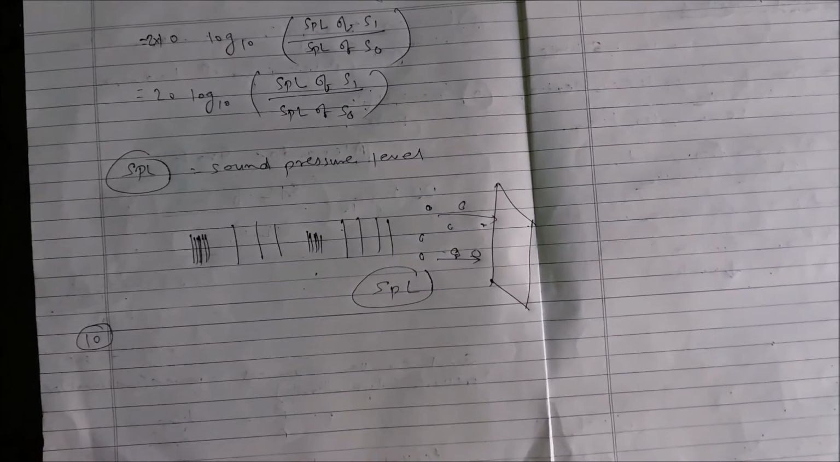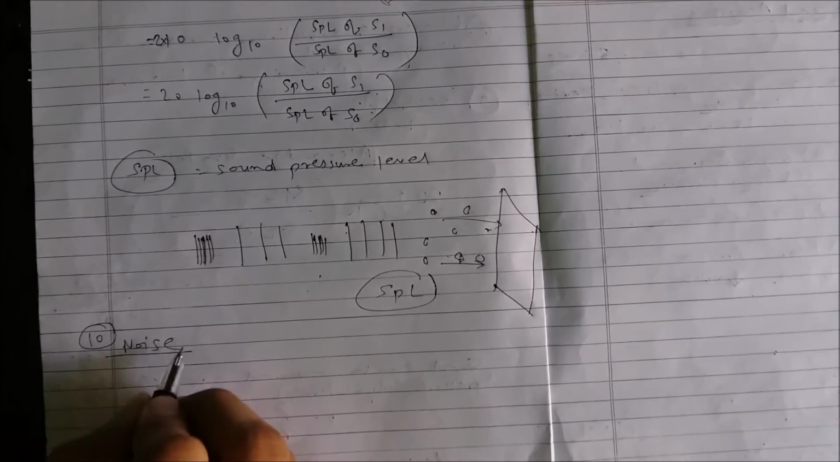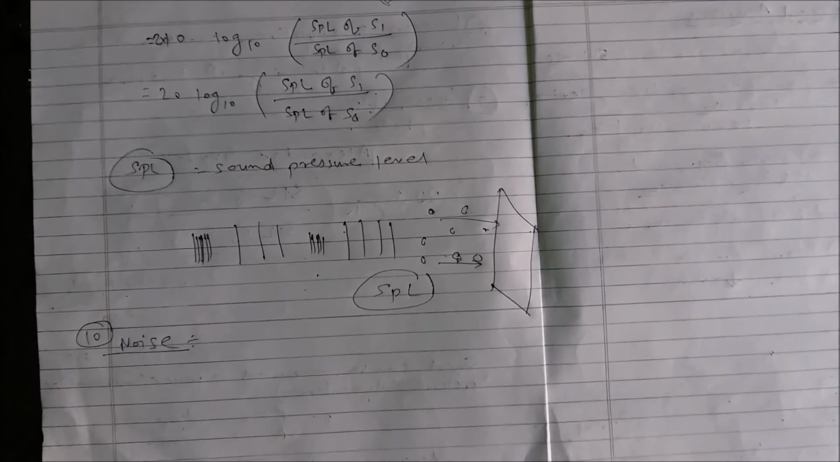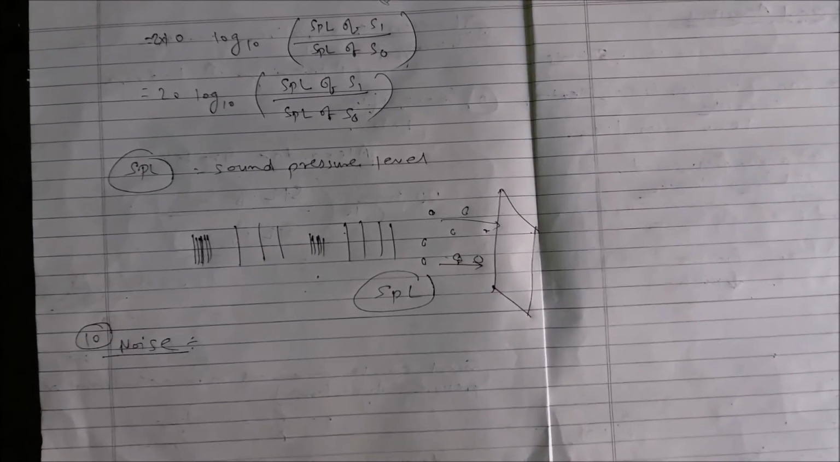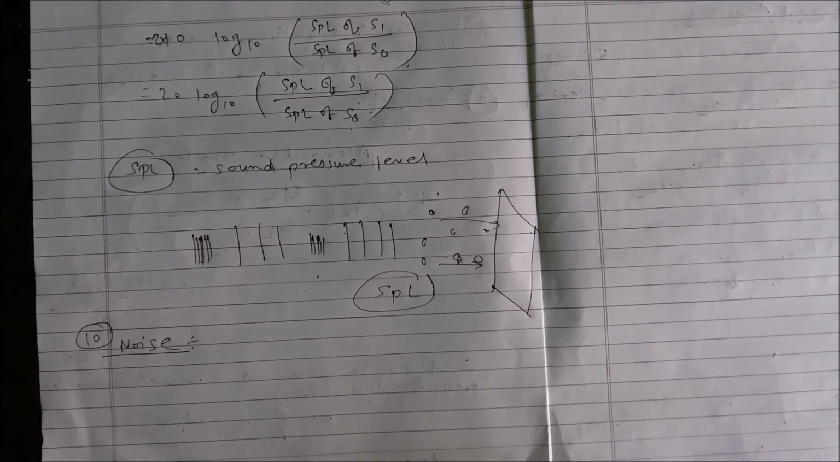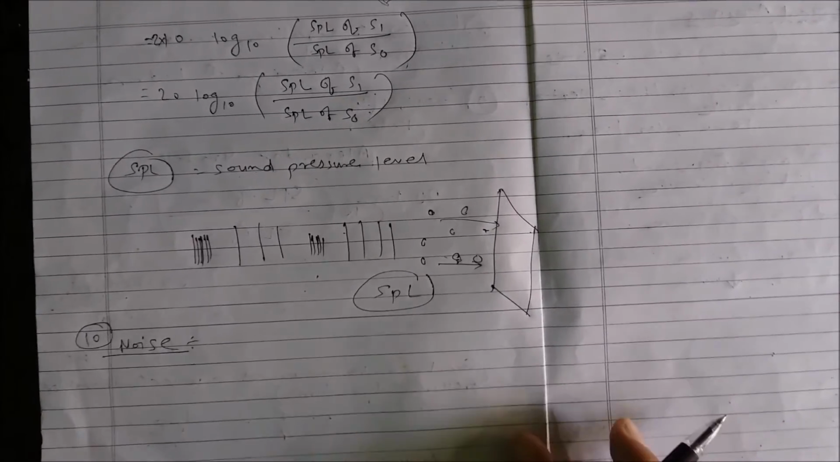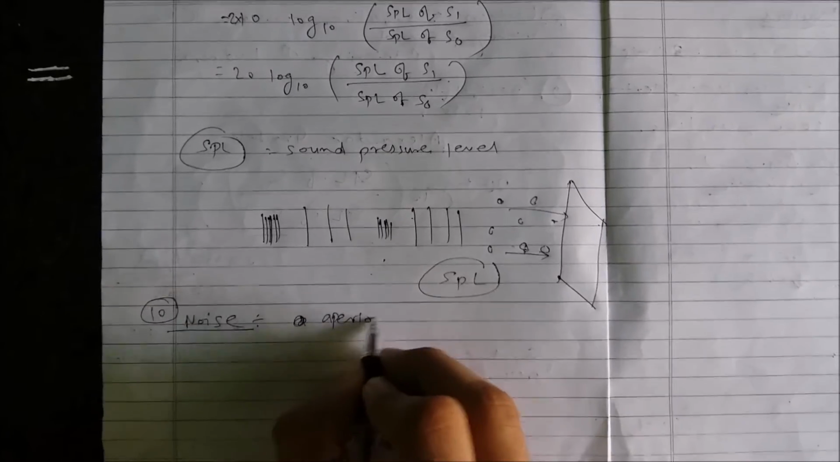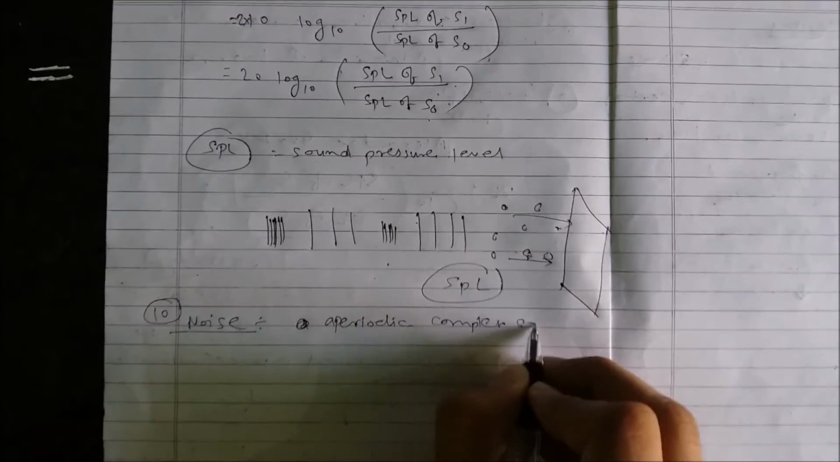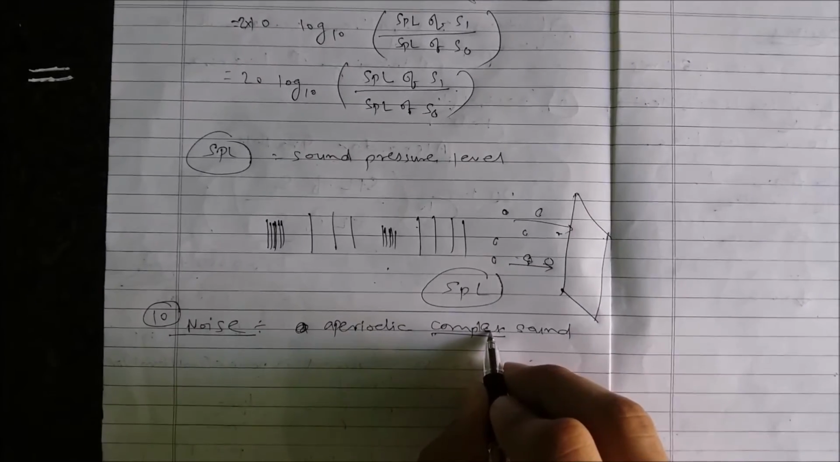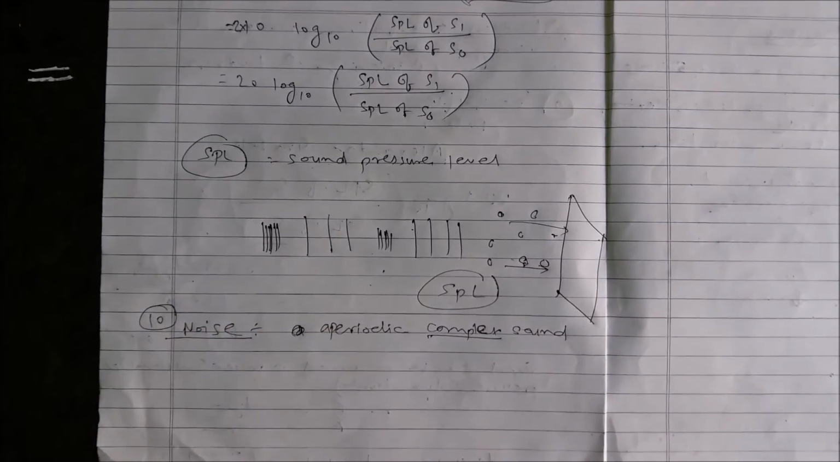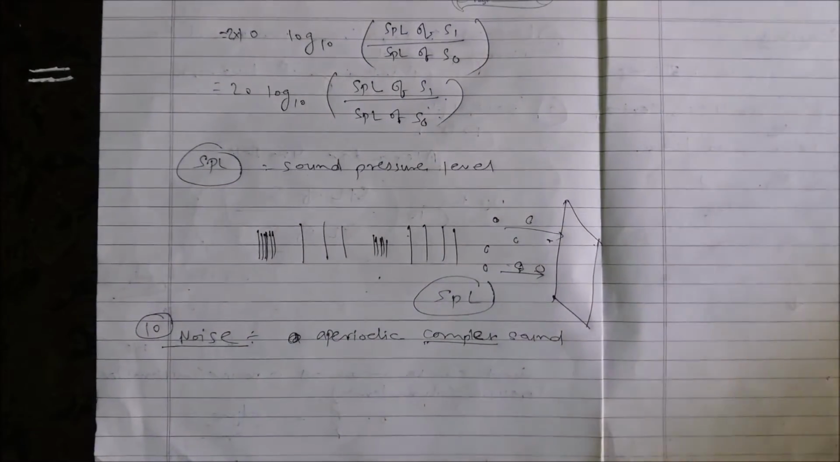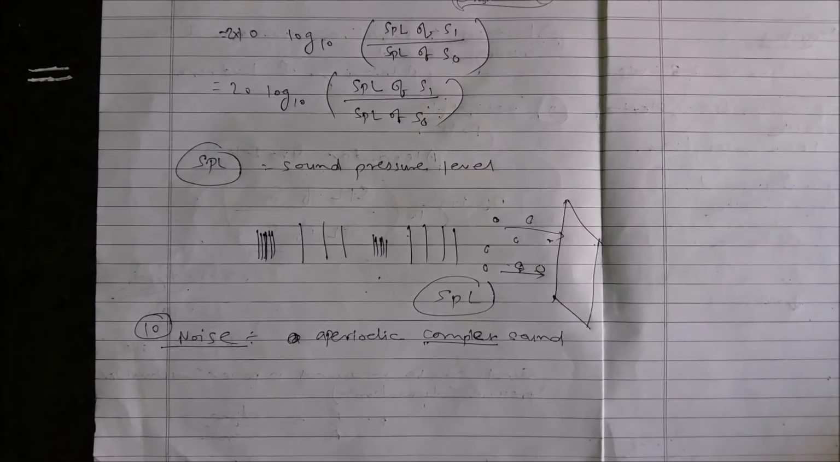Yeah, now the point number 10. At point number 10 we're going to discuss noise. Since childhood we've been using this word noise. We might have told somebody don't make noise, but what is noise actually in scientific words? Noise is actually an aperiodic complex sound. Complex means the sound which consists of all the types of frequencies, or more than one frequency. Okay, it contains more than one frequency, that is the complex sound.